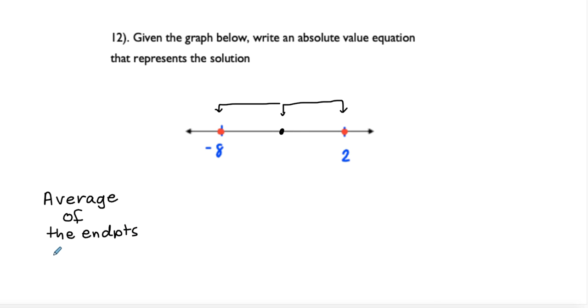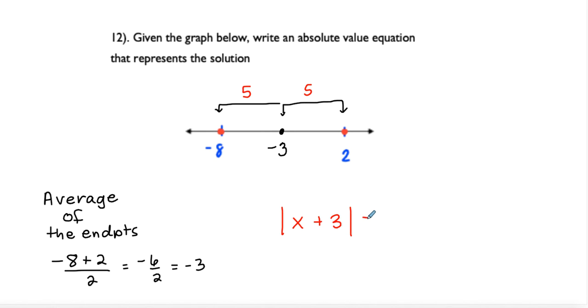To find the average of two things, we add them up and divide by 2. That gives me negative 6 divided by 2, which is negative 3. So my midpoint is negative 3. And you can clearly see that the distance to each of my endpoints is 5. That tells me my absolute value equation would be the absolute value of x plus 3 equals 5. And you can always check by solving to see if that's actually true.